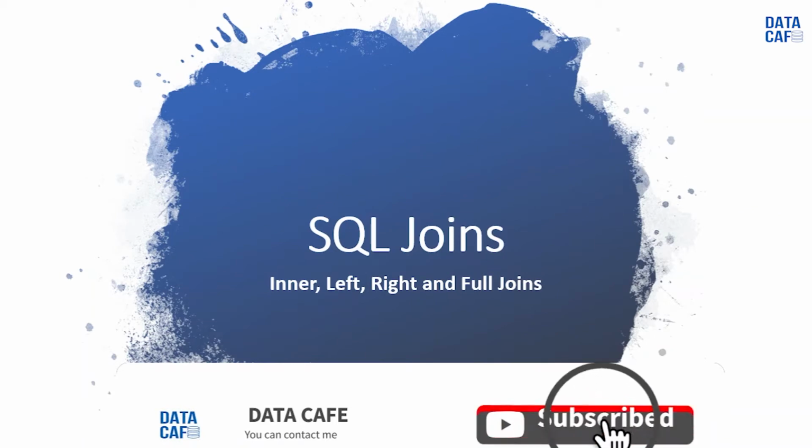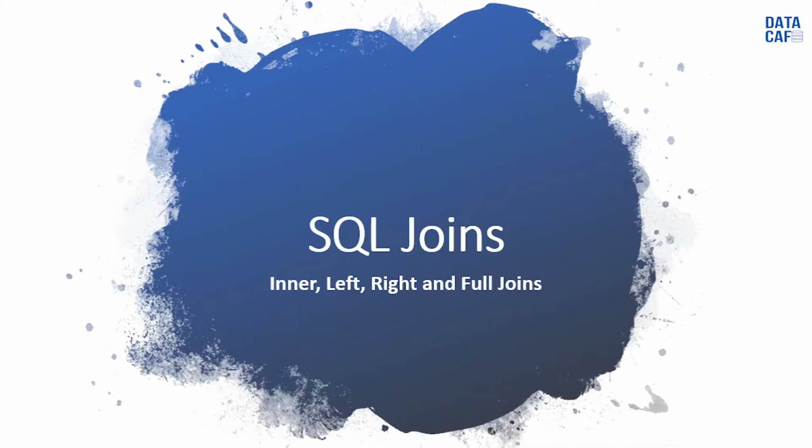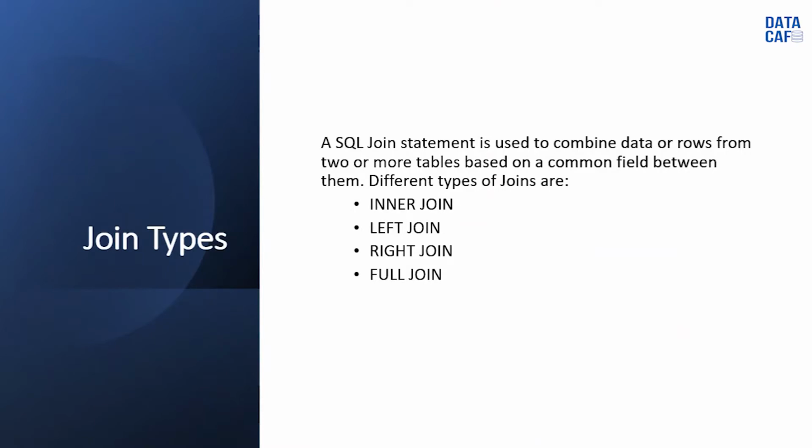Again, I will explain what join types are available with SQL. Basically we have four different SQL joins: inner join, left join, right join and the full join. The join statement is used to combine data or rows from two or more tables based on the common field between them. Today I'm going to explain how to write the inner join with an example.